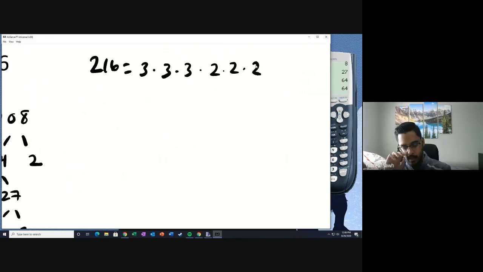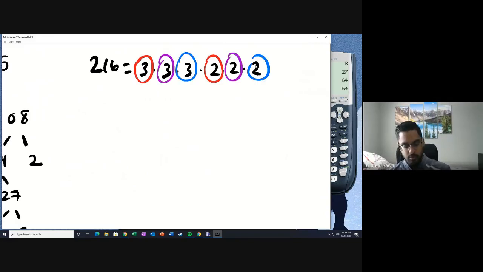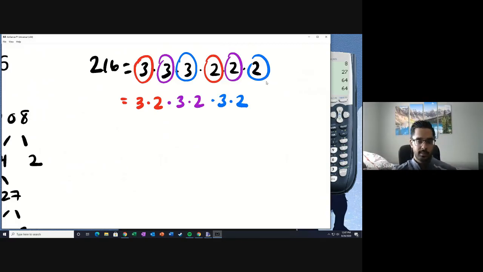So I can basically think of it as doing a 3 and a 2 together, a 3 and a 2 together, and a 3 and a 2 together. So if I were to rewrite this, I can say that I've got a 3 times 2, and a 3 times 2, and another 3 times 2. I can just rearrange the factors because for multiplication, the order doesn't matter. I can multiply however I want. By doing this, I've shown that it's 3 times 2, which is 6, times 6, times 6.